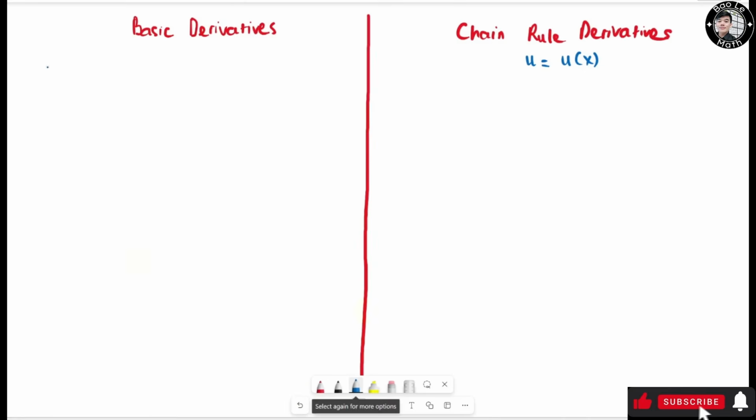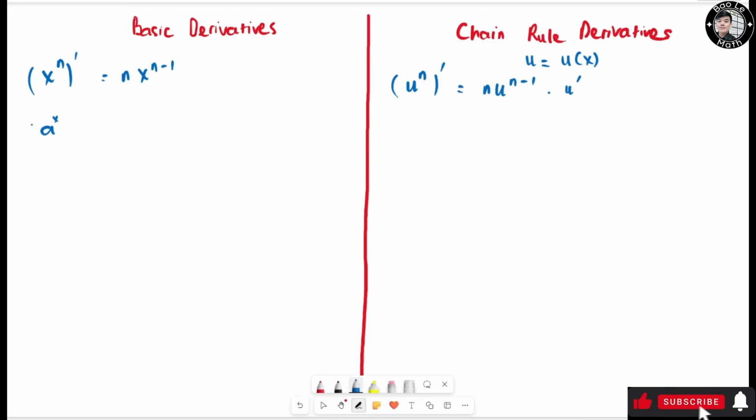Now we have the power rule. The derivative of s to the n is going to be n times s to the n minus 1. The derivative of u to the n is going to be n times u to the n minus 1 times u prime. The derivative of a to the s is going to be a to the s times ln a.